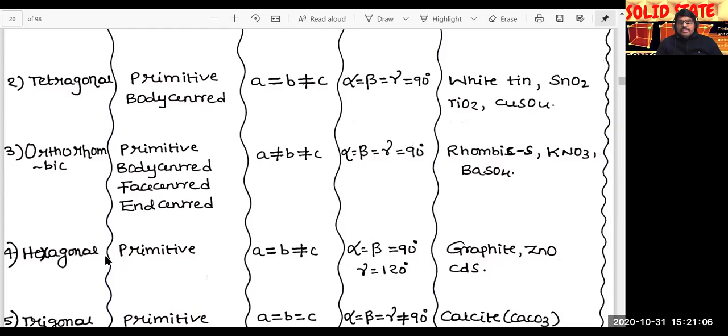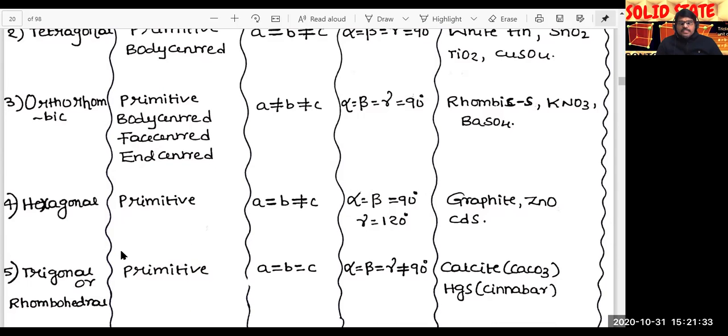This is the Bravais lattice. And how to define this? A is equal to B but not equal to C, and alpha, beta are equal to 90, and gamma is equal to 120. And these are the examples: graphite, zinc oxide, cadmium sulfide. And here also there is one possibility; the hexagonal crystal system has only one type of unit cell, primitive. Of course, we have some more examples of the same category.